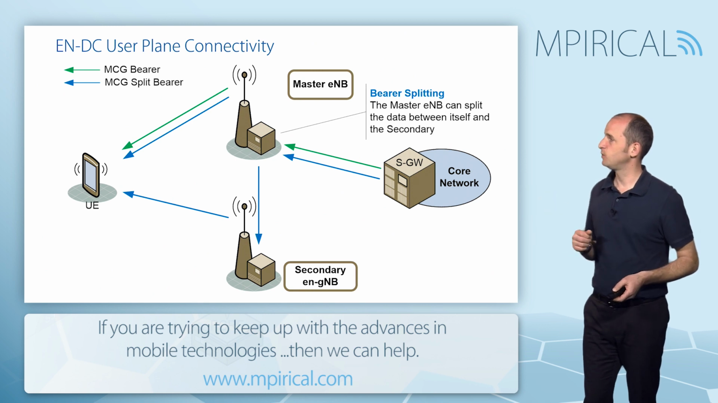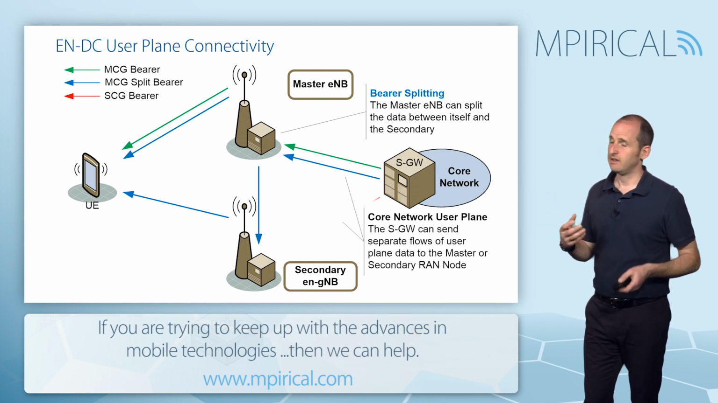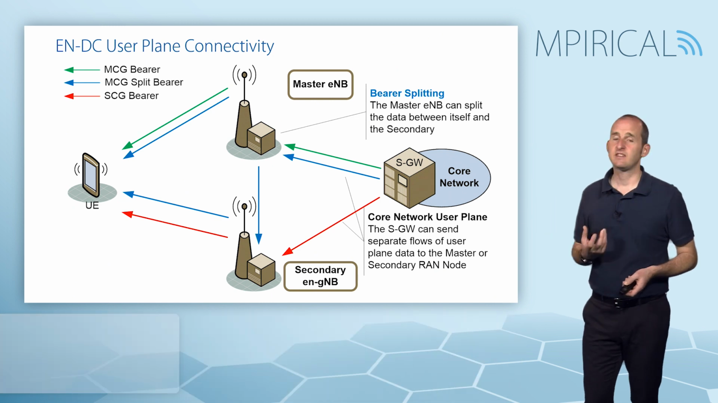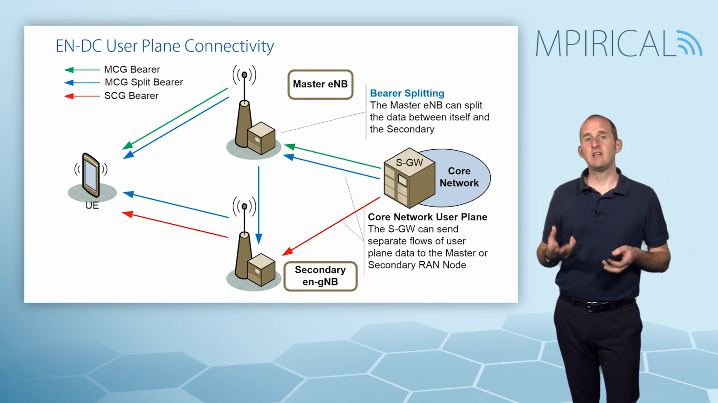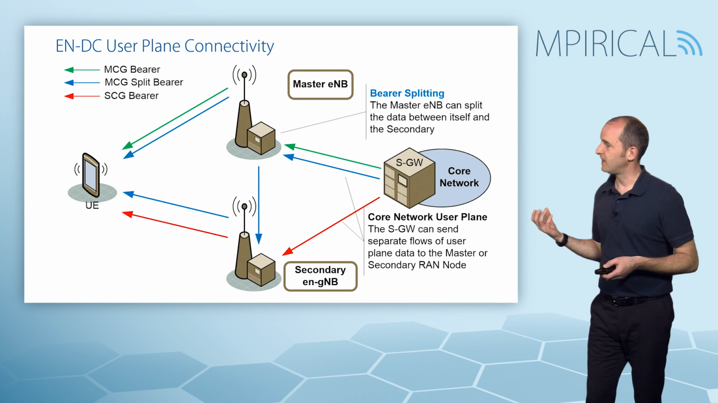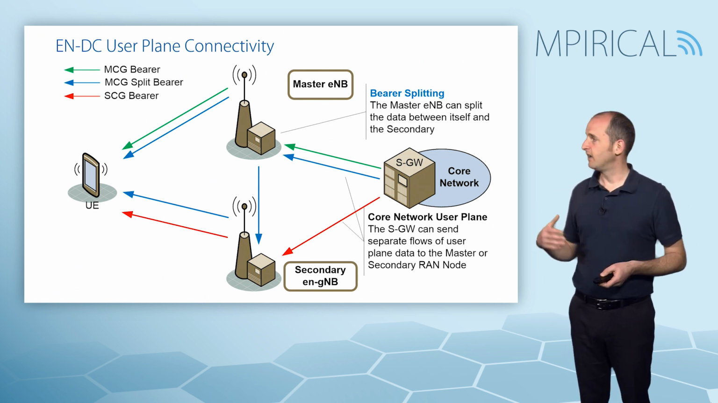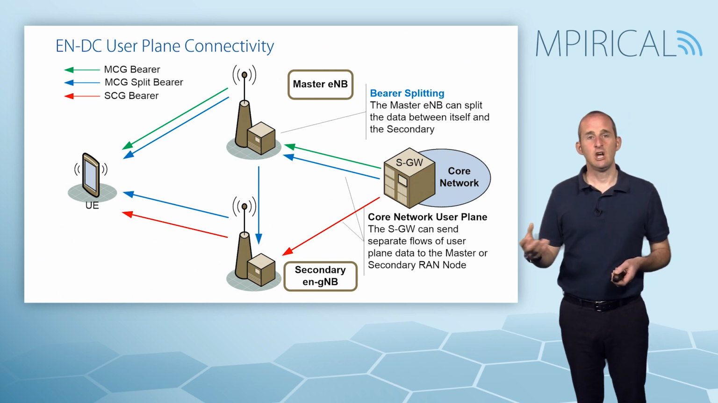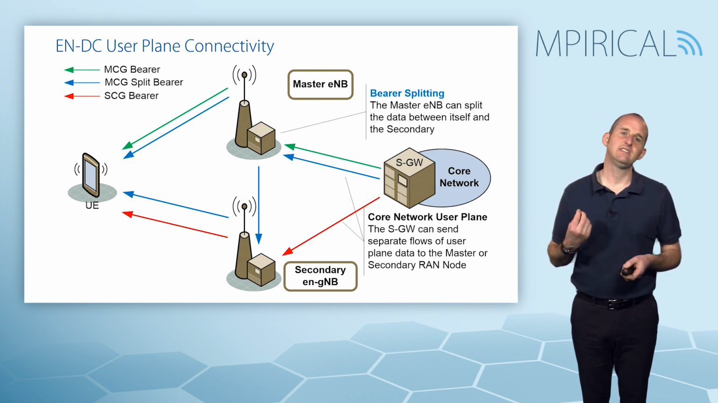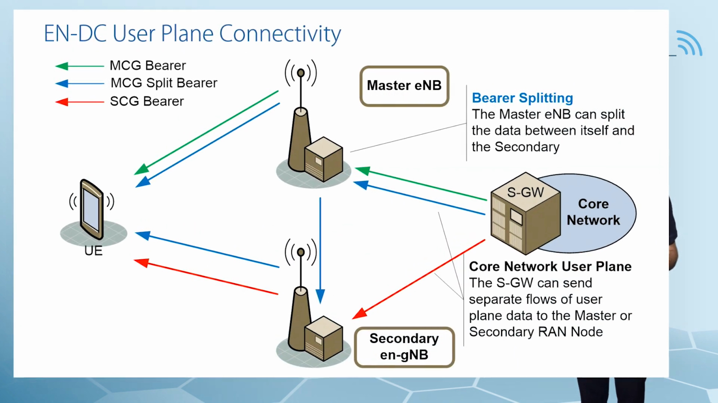The other alternatives we have though with ENDC ERAB configuration, we can see an SCG bearer. And this is where the ERAB is actually flowing from the serving gateway down to the secondary ENGNB directly, and from there straight down to the device. So the device is getting 5G data rates by using this configuration.